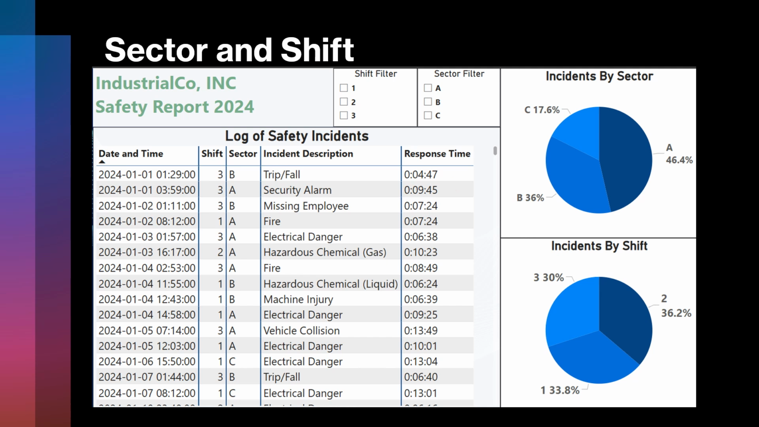At this high level, we can immediately see one thing jump out at us. If we look at this pie chart breaking down incidents by sector, we can see that Sector A has way more incidents than the others and that almost half of them occur there. Looking at the same chart for shifts, we see that incidents happen pretty evenly around the clock.